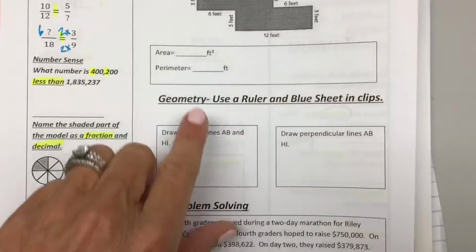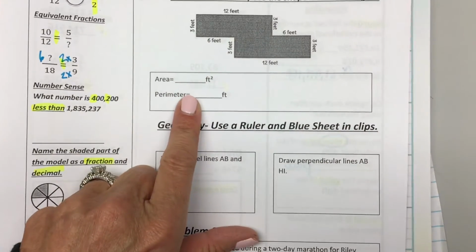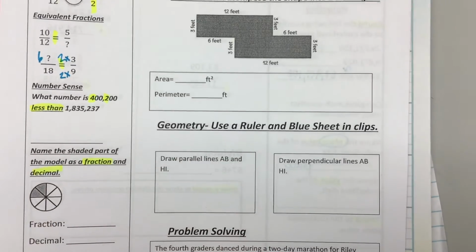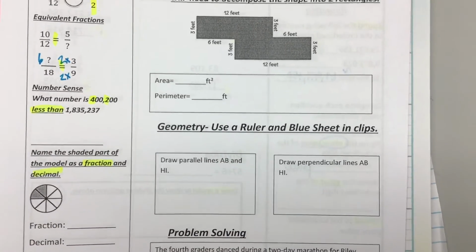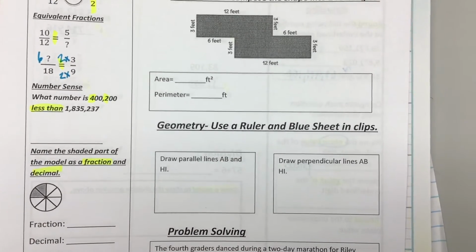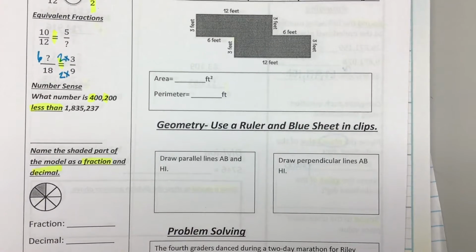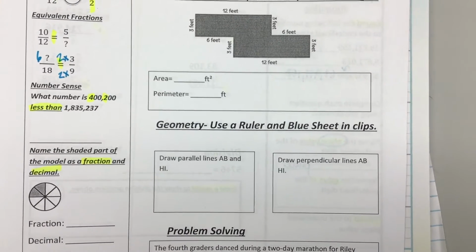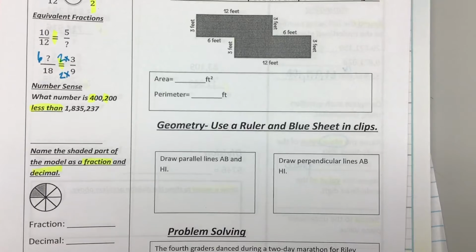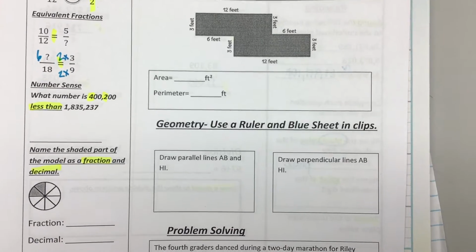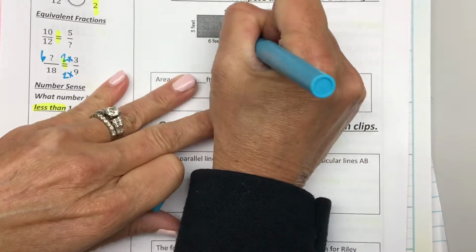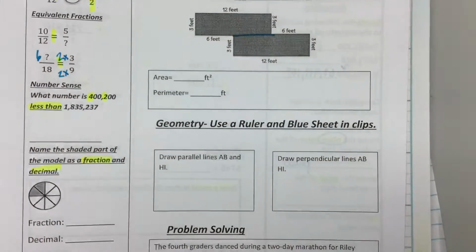Okay, now this is another area and perimeter. Where should I draw the line to make this 2 rectangles? What do you think, Lane? Right here. Yep, that's going to be the best place. Otherwise, I have to make it 3 rectangles.